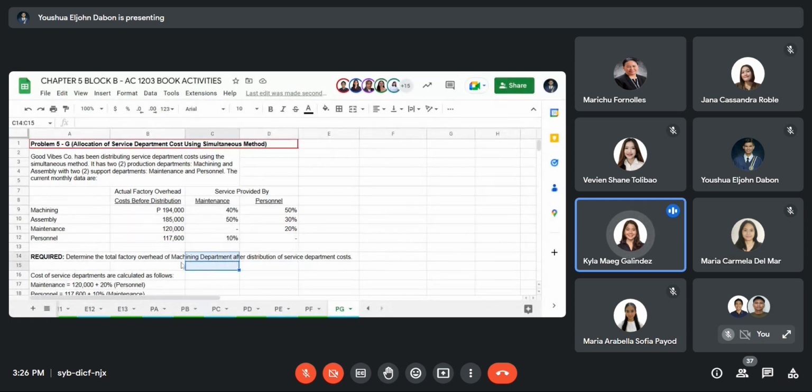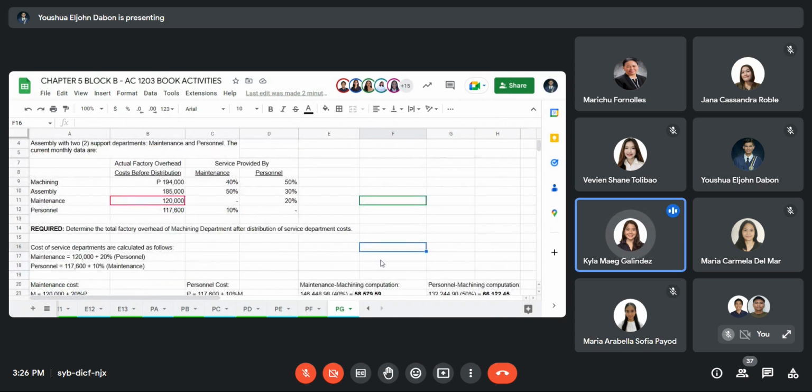Machining: the cost before distribution is 194,000. Service provided by maintenance is 40%, and service provided by personnel is 50%. Assembly: the cost before distribution is 185,000. Maintenance is 50%. Personnel is 30%. Maintenance cost before distribution is 120,000 and personnel is 20%. Lastly, personnel cost before distribution is 117,600 and the maintenance is 10%.